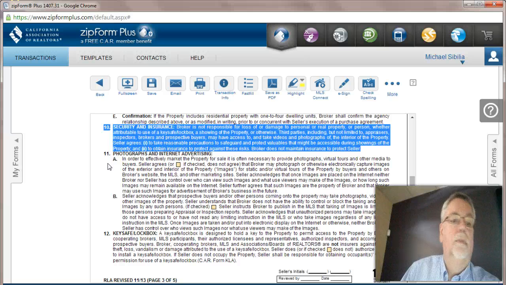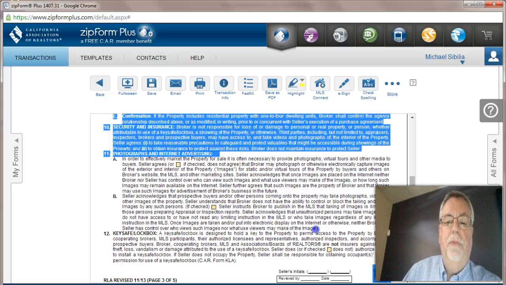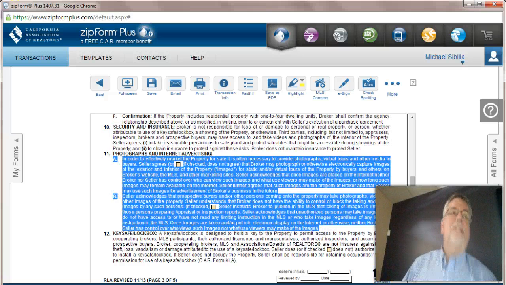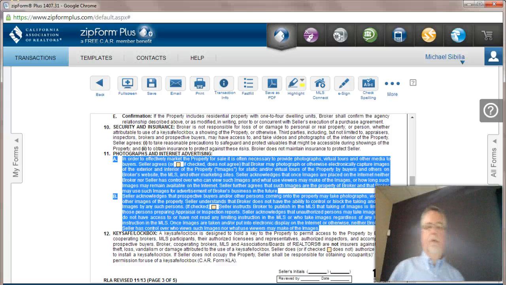Also, what it says is that someone who comes to an open house can take photos. Right. And people showing the property can take photos. How do we stop them? Have jamming equipment that prevents their cell phones from working while they're at the property?